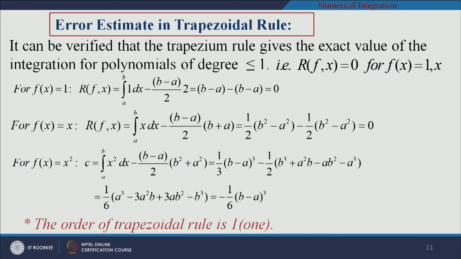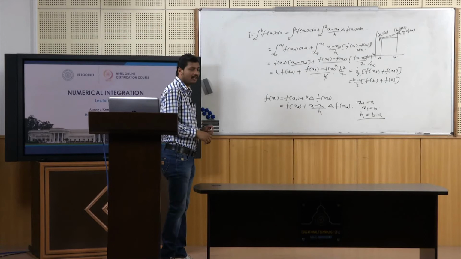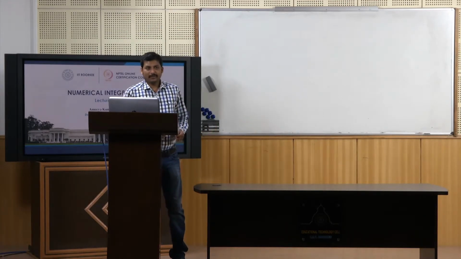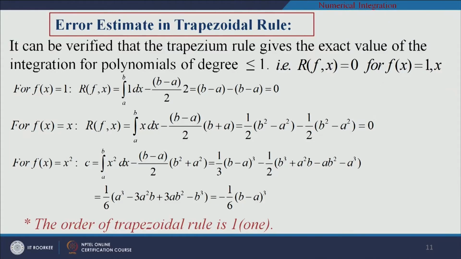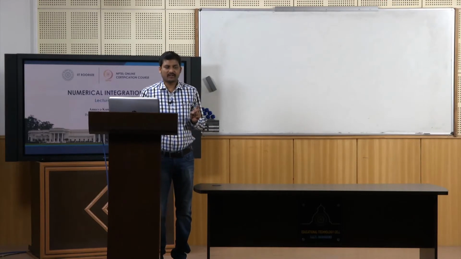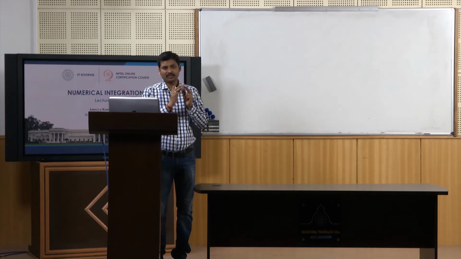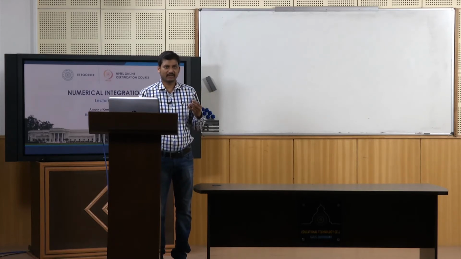So, if we go for the error estimation for this trapezoidal rule, we can verify that the error R_f(x) equals 0 for f(x) equals 1 and x. As I have already discussed, an integration method is said to be of order p if p is the largest positive number for which the error term gives 0 values for f(x) = 1, x, up to x to the power p.